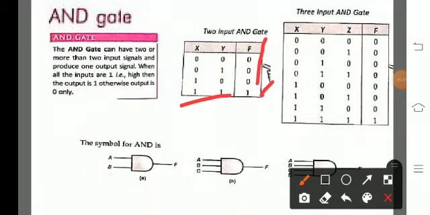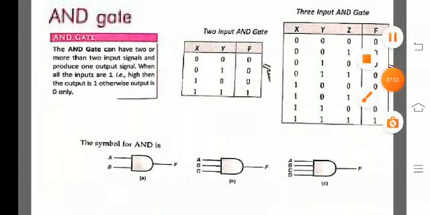Here also the same. In the truth table, see here, 1 into 1 is 1. Then 1 is there, that's why 1. Remaining things, you will get 0 only, because 1 into 1 is 1, then 1 into 0 will become 0. Like that, you can multiply the first 2, then multiply the answer with the next one, and you will get 0 only.